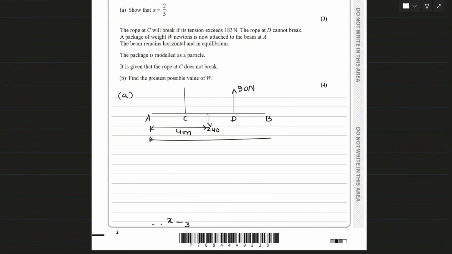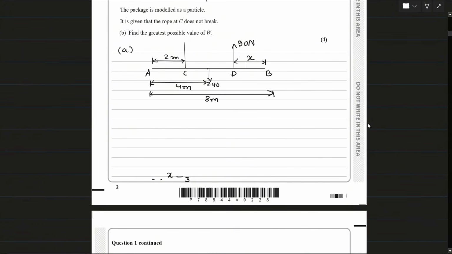And we know the whole beam has a length of 8 meters. From the question, we also see that AC has a length of 2 meters and DB has a length of x meters, and we have to find the value of x. We have to show that the value of x is 2 by 3 for our question number 1. So from all the information given, in order to find the value of x, we can consider taking moments at the point C.